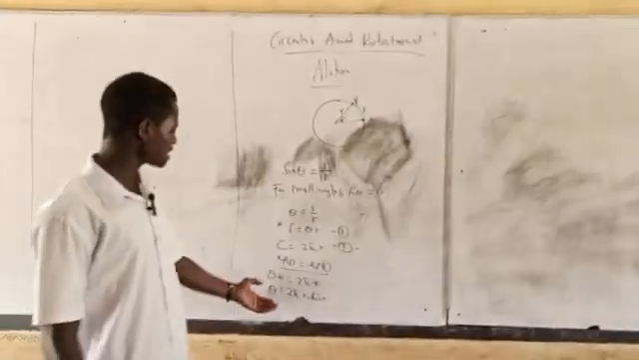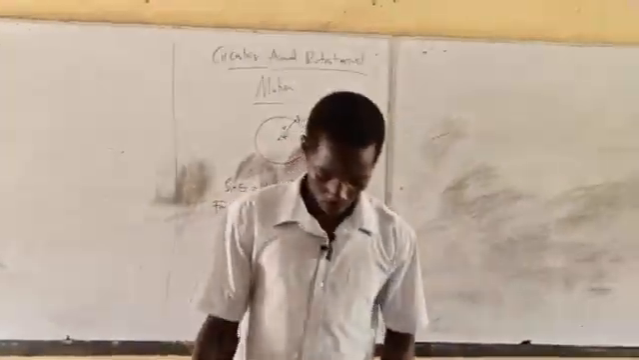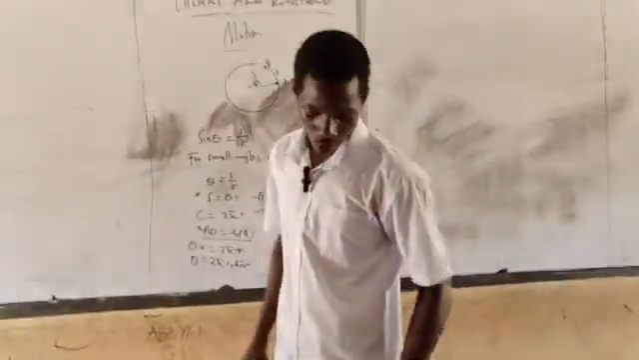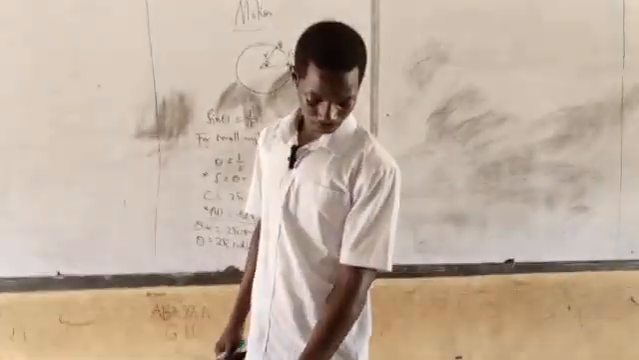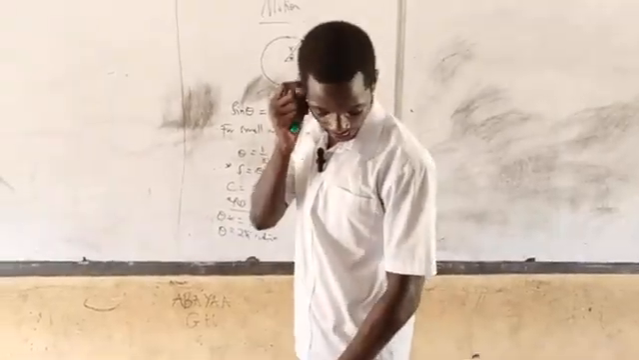Radian, because this is the smallest angle subtended at the center of the circle. So we call it radian. So let us take an example. What is the angular displacement? Okay, first question.